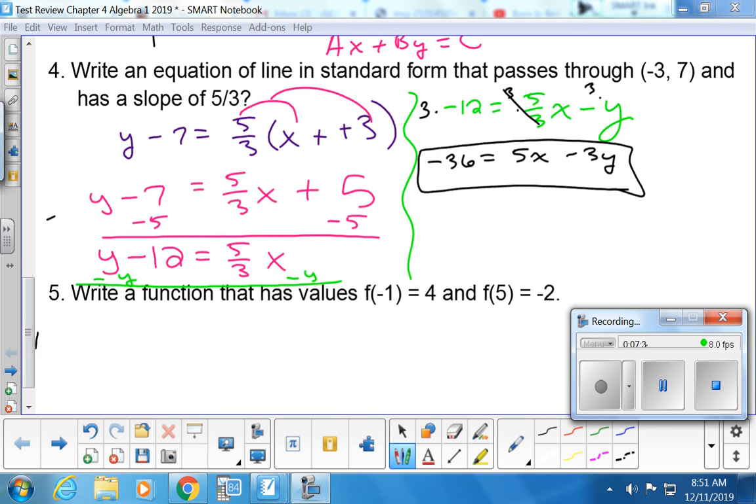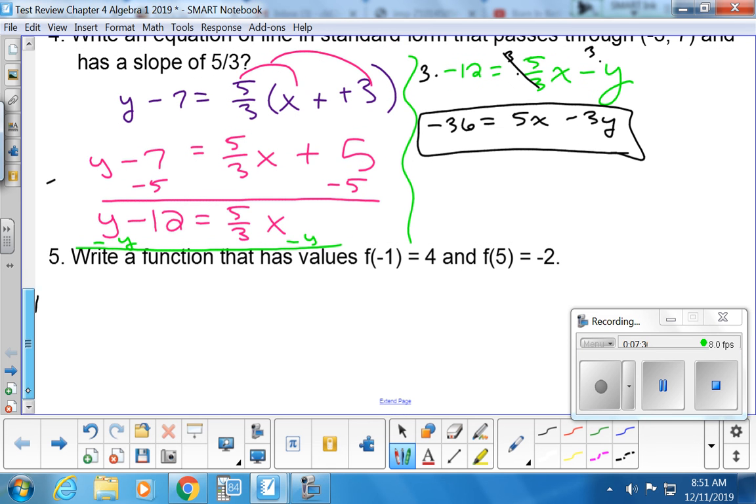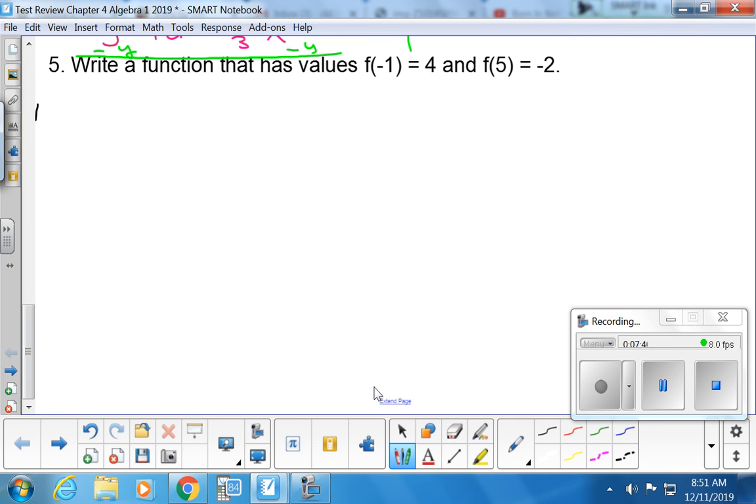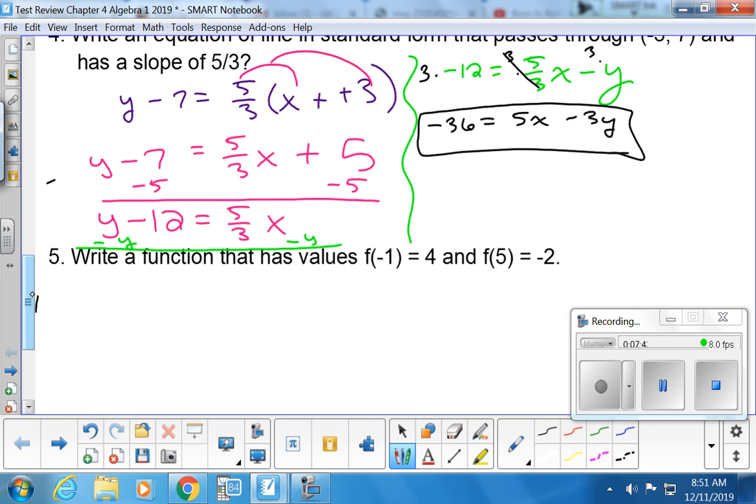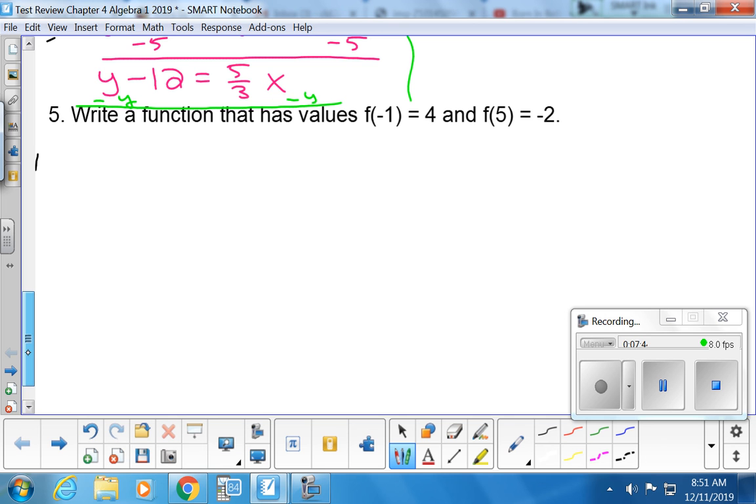Okay, looks like we're headed to number 5. We want a function that has the values f of negative 1 equals 4 and f of 5 equals negative 2. Now, that's kind of awkward for me. I like to turn those into coordinates.